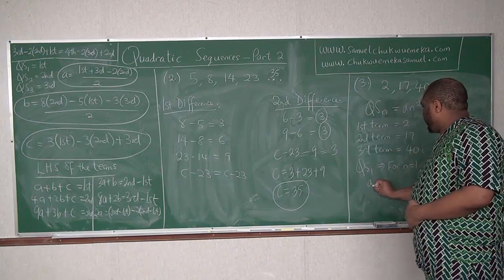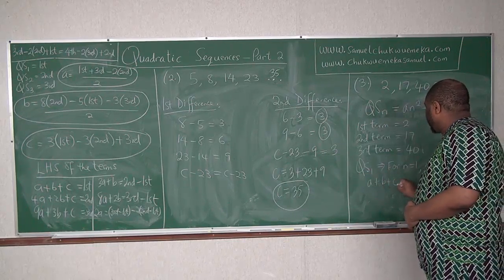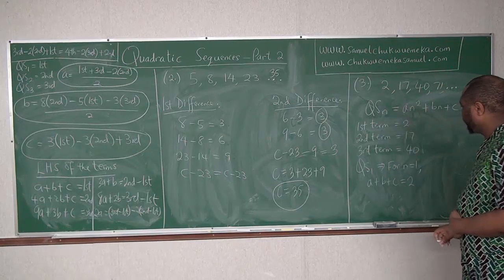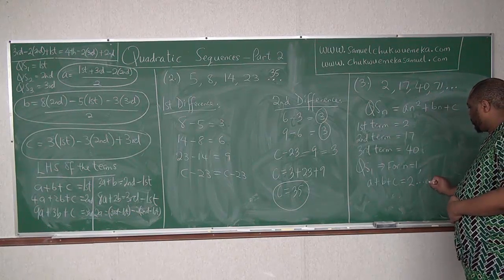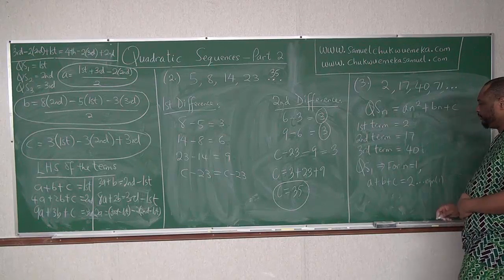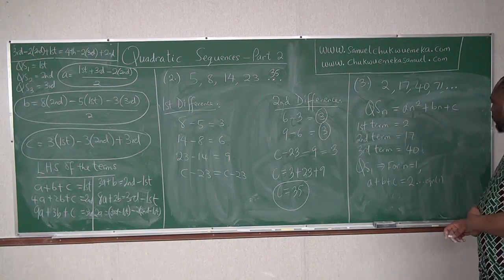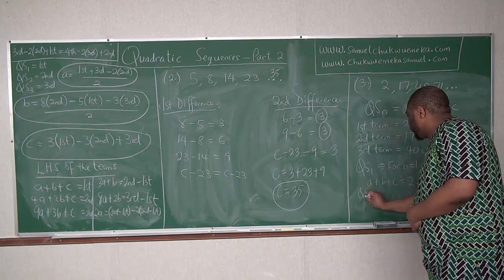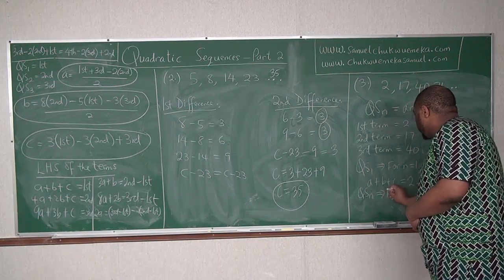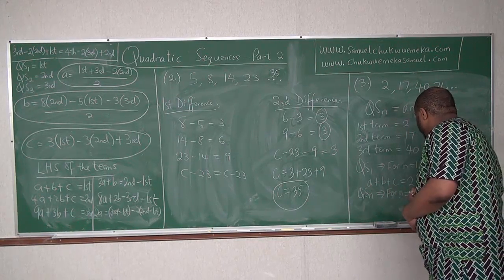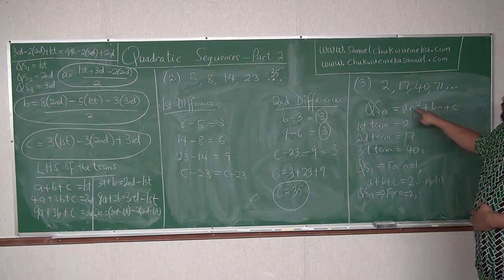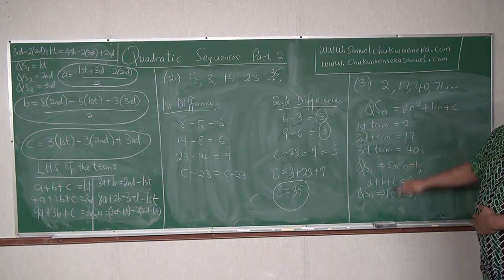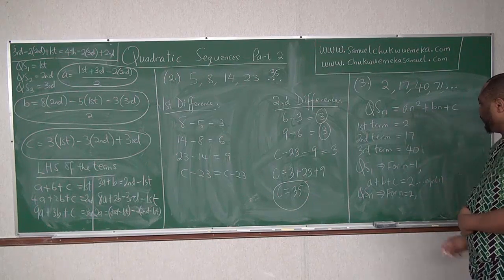A plus B plus C is equal to 2. Call this equation 1. Q(2) implies for n equal to 2, if you substitute 2 for n in this equation.